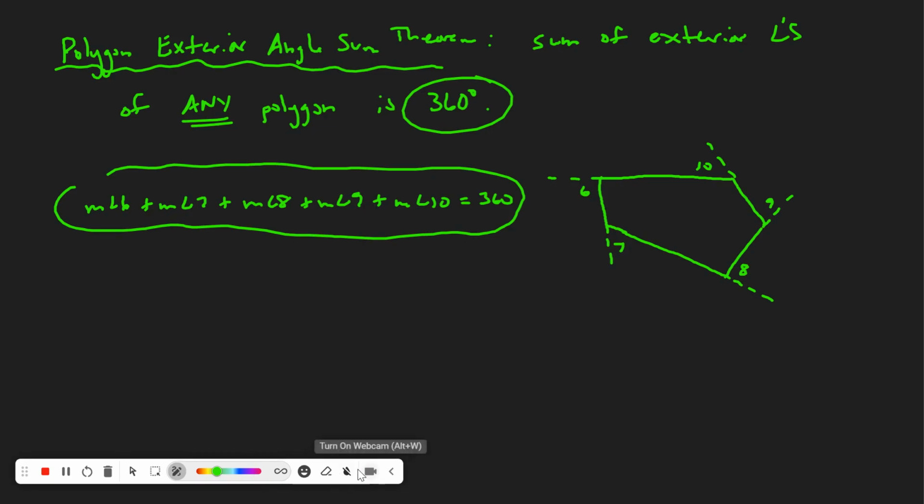Now, what about if we deal with a nice polygon? This was not a nice pentagon because the sides were all different. What if we deal with what's called a nice pentagon? In geometry, when I say nice, I mean regular.